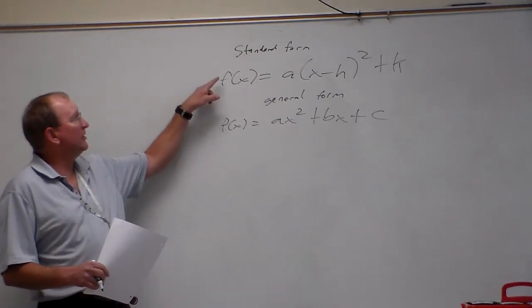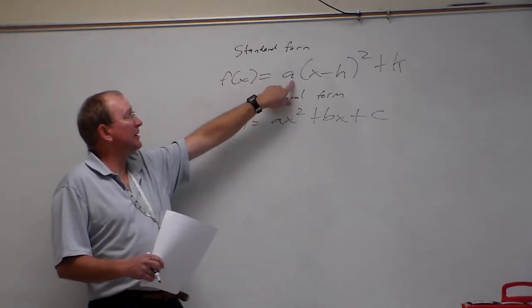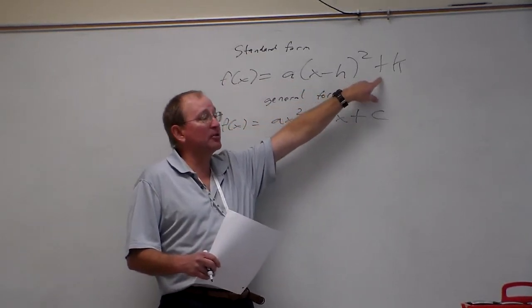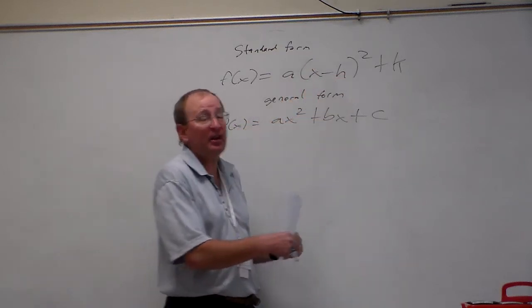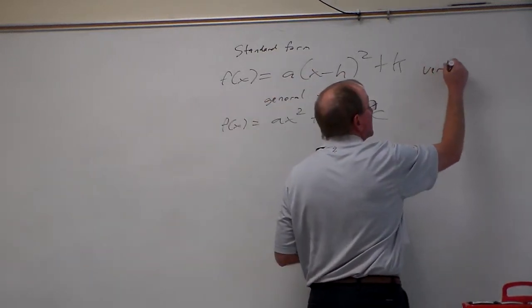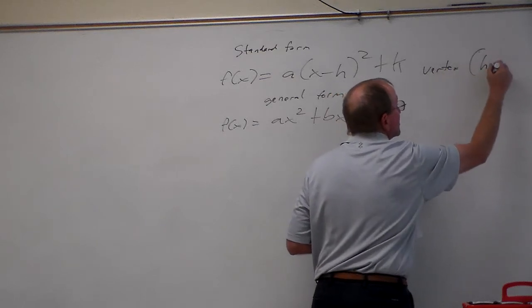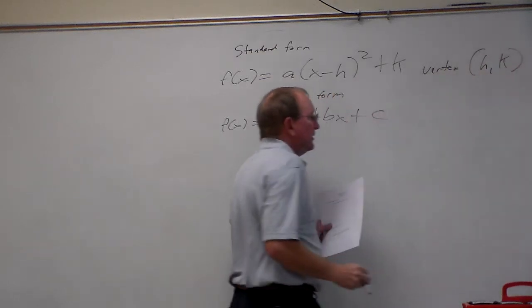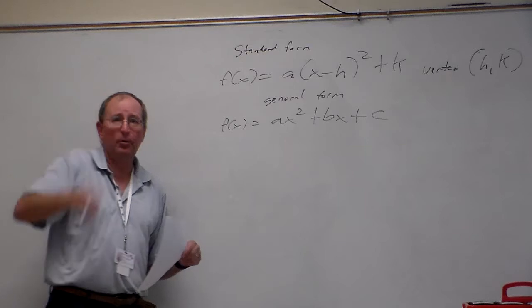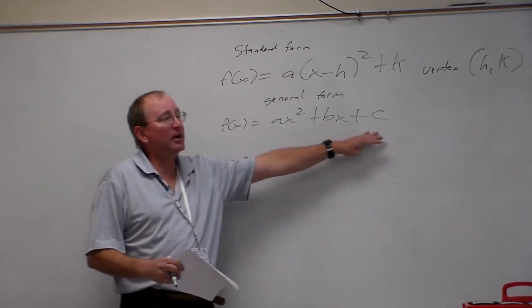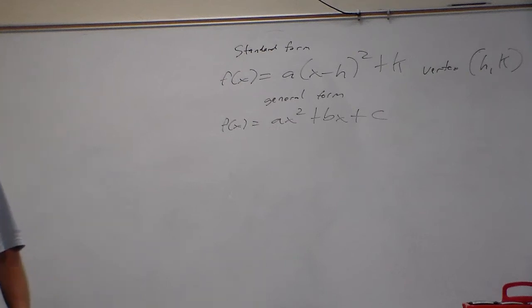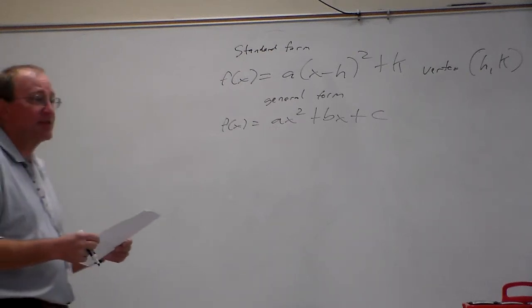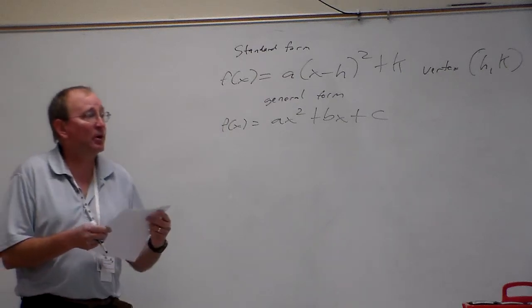quadratics is this is standard form, a times parentheses x minus h squared plus k, and remember the inside liar, where the vertex occurs at the point h, k, and then this is general form right here. And you may have to put problems into both forms in order to come up with the answer for these here to solve the following equations.